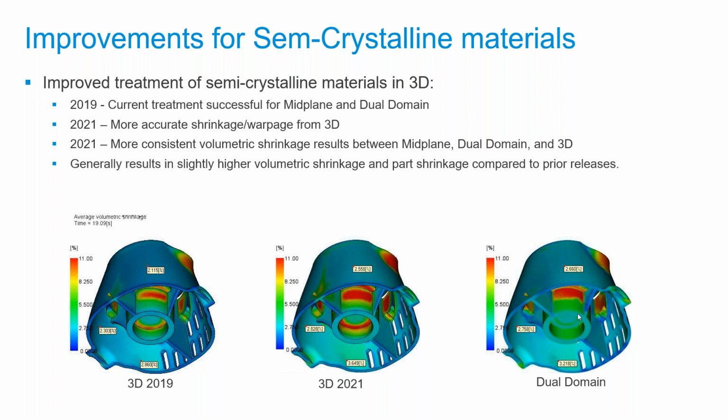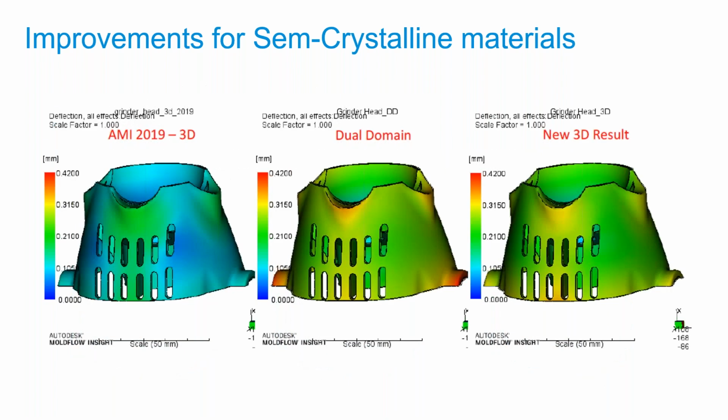So the idea here is that the 3D product is getting closer and closer to what the traditional midplane and dual domain results have been over the years. And in this case, it's for the semi-crystalline materials. This does not require new material data, so yay, right? Don't have to get any additional material testing for that. Here's a look at some of the deflection results that we see, comparing them to 2019 on the left in 3D. Here's the dual domain result and then the new 3D result. So you can see the 3D result, again, as a function of the improvements in the shrinkage calculations, translate over to more consistent deflection results compared to dual domain and midplane.